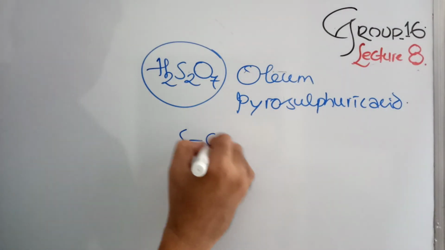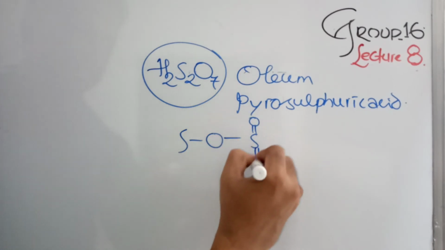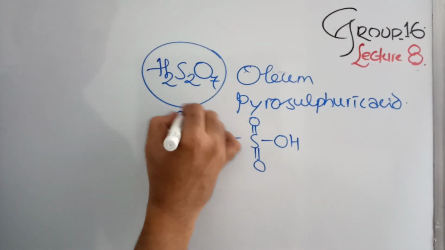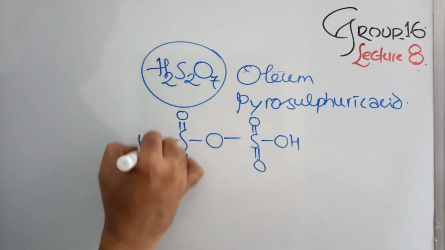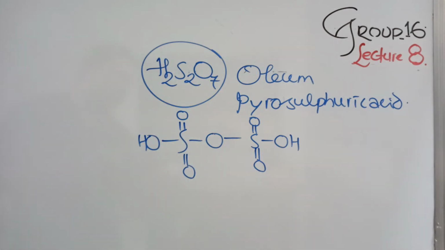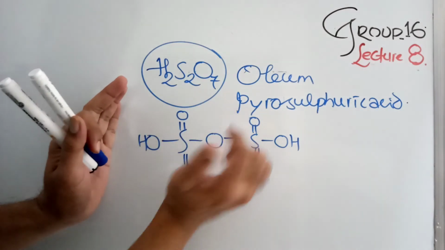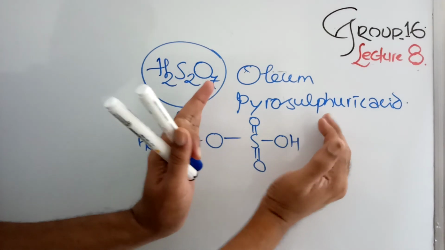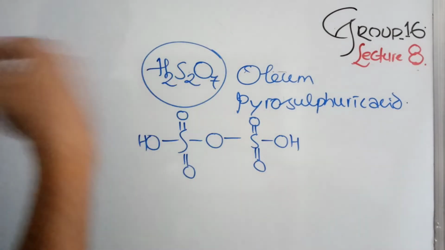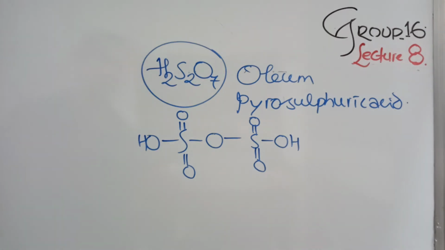See the structure, SOS, double bond OH, double bond oxygens OH. So 2 OH groups are there, dibasic acid, and 1 SOS linkage, you can say, for easy identification purpose. H2S2O7, it is nothing but, you see, this is 1 sulfuric acid if you keep here 1 H. That means 1 water is short. H2S2O7 is 1 water short of 2 sulfuric acid units. So you can say it is anhydride of sulfuric acid also. H2S2O7, oleum, pyrosulfuric acid.